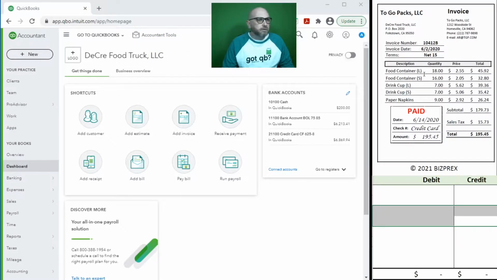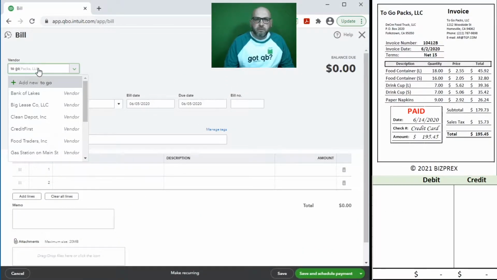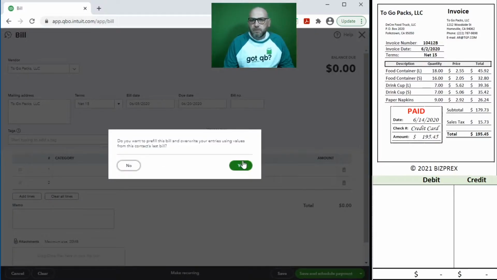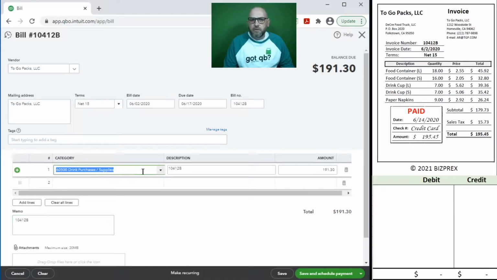Next one, again, we have another credit card bill, right? So let's again go through the 2-step process. First we're going to add the bill. Okay, vendor, To-Go Packs. Here it is. Yes, terms. Okay, bill date. Okay, bill number. Make sure we enter the updated one. Okay, and then we can copy and paste it into the other fields. Okay, so here we have restaurant supplies.